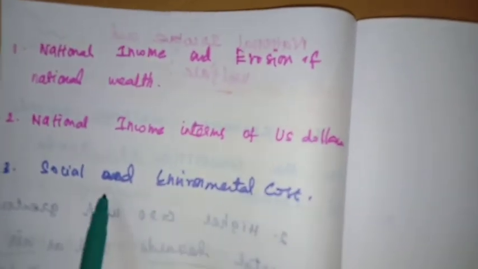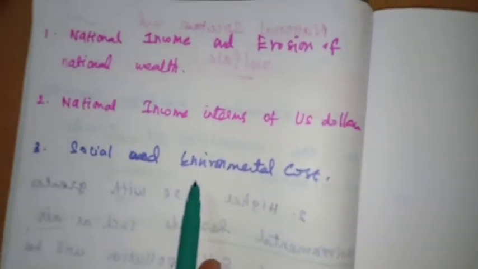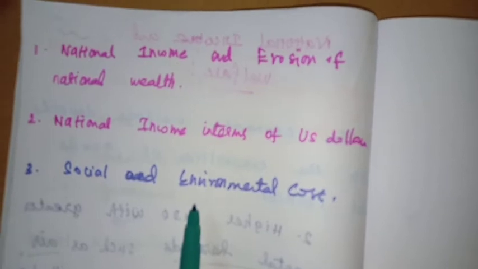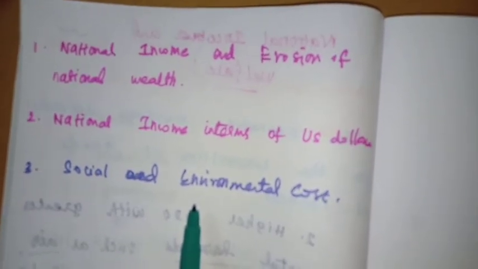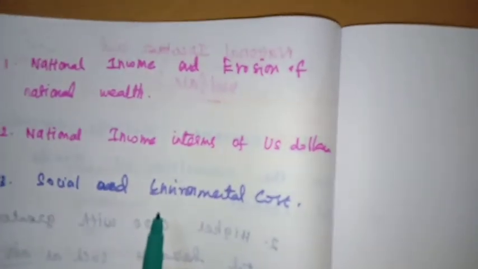And next we will move to the social and environmental cost. While producing economic goods, many environmental and social burdens are also generated. Hence, they also must be considered while assessing national income.